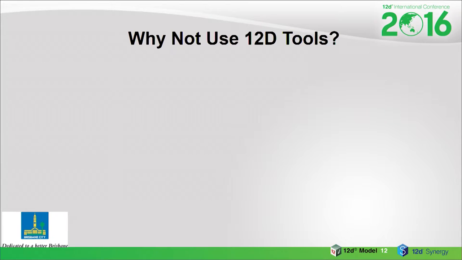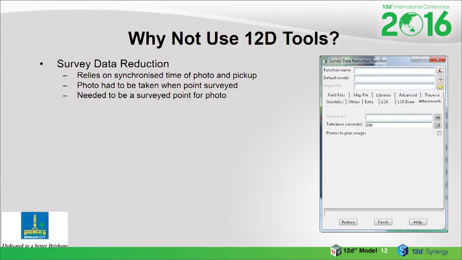So why didn't we use the 12D tools? The survey data reduction relies on the synchronised time of photo and pickup, which meant the photo had to be taken when the point was surveyed. And it needed to be a surveyed point for there to be a photo. Now, that didn't really work in with the workflow, being synchronised. It's not because surveyors don't know their right from their left. It's that when you survey the point, you're not actually near that point to take the photo. With remote technologies and all the rest of it, you have to walk up to it at a later time.